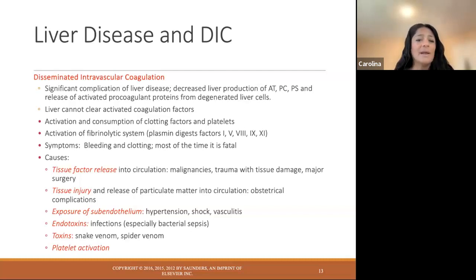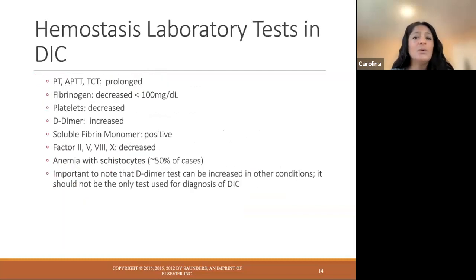Tissue injury, okay? There is a release of particulate matter into the circulation, exposure to subendothelium. All of these can be related to liver disease, and it could cause a DIC. So DIC, again, is a big complication of liver disease. So we know in DIC, when the patient gets to this point, the routine coag tests are going to be affected.